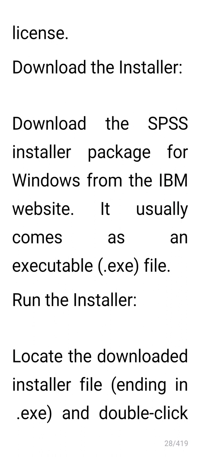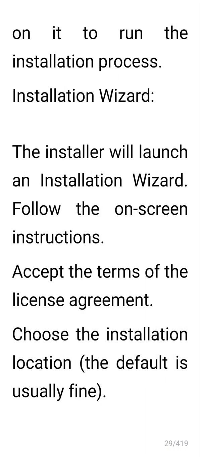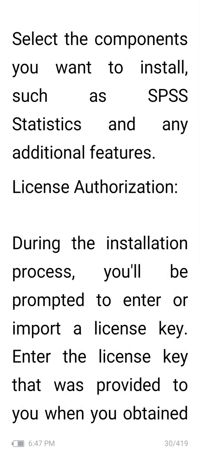Run the installer. Locate the downloaded installer file ending in .exe and double click on it to run the installation process. Then the installation wizard. The installer will launch an installation wizard. Follow the on-screen instructions. Accept the terms of the license agreement. Choose the installation location. The default is usually fine. Then select the components you want to install, such as SPSS Statistics and any additional features.